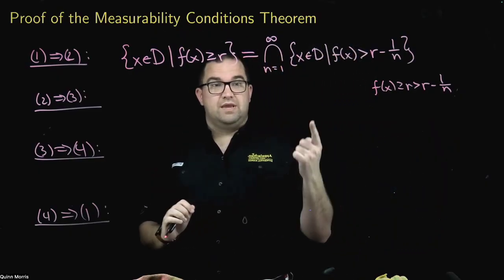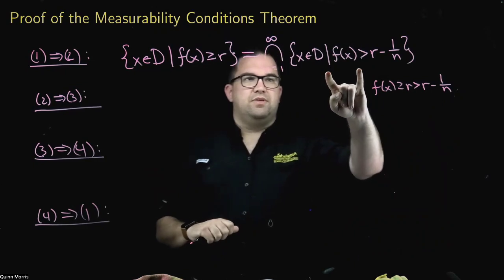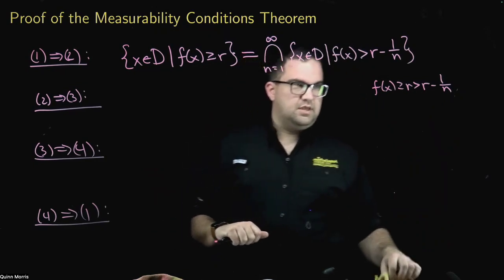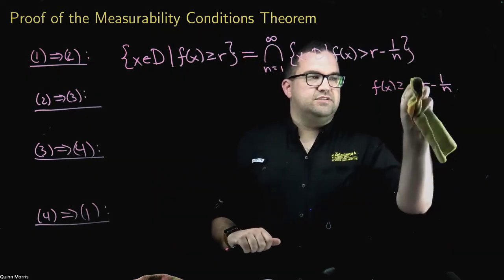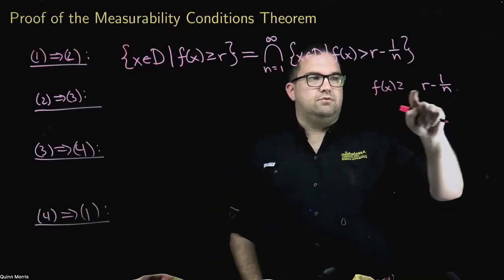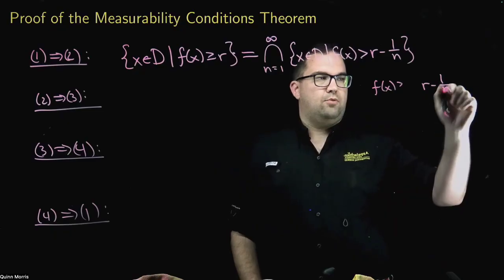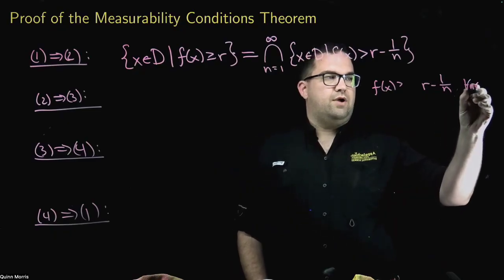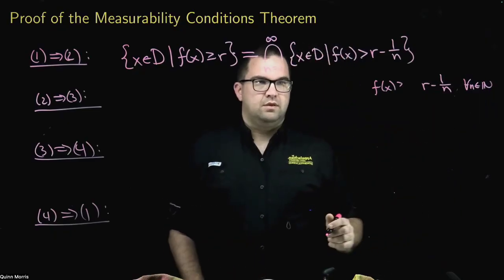Now, let's try to work the other way. Okay, take something in this intersection. Okay, that means if it's in the intersection, that f of x must be strictly greater than r minus 1 over n for every natural number n.